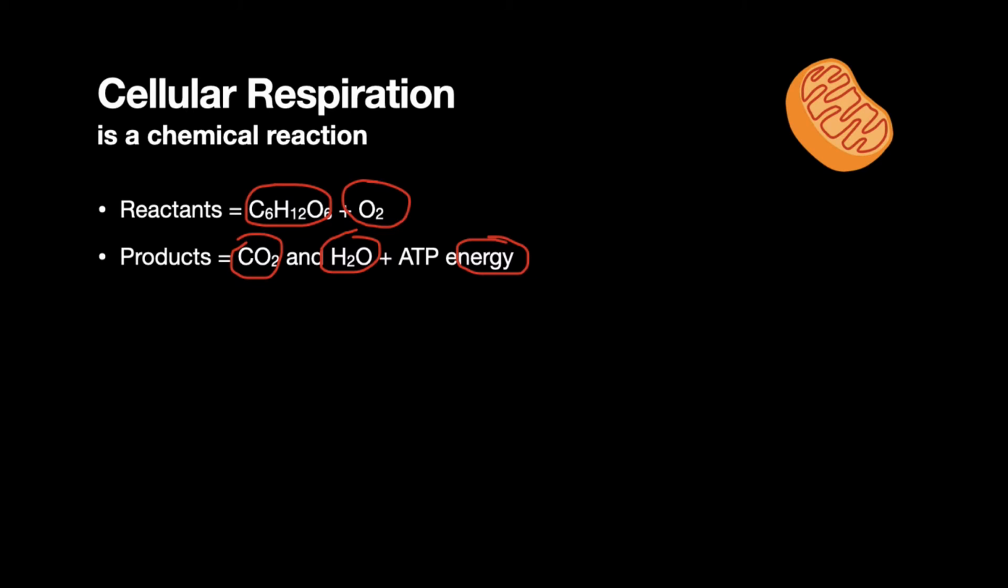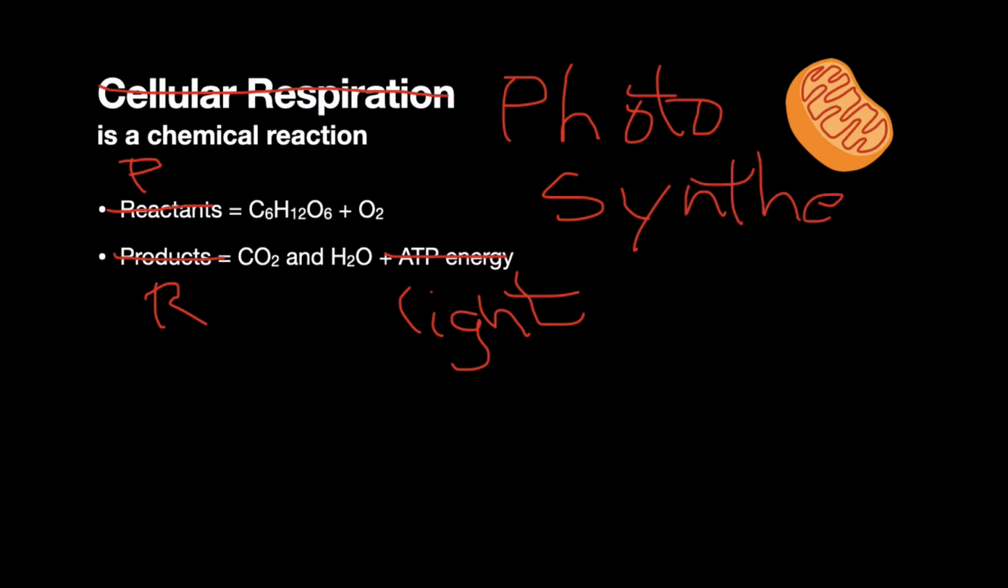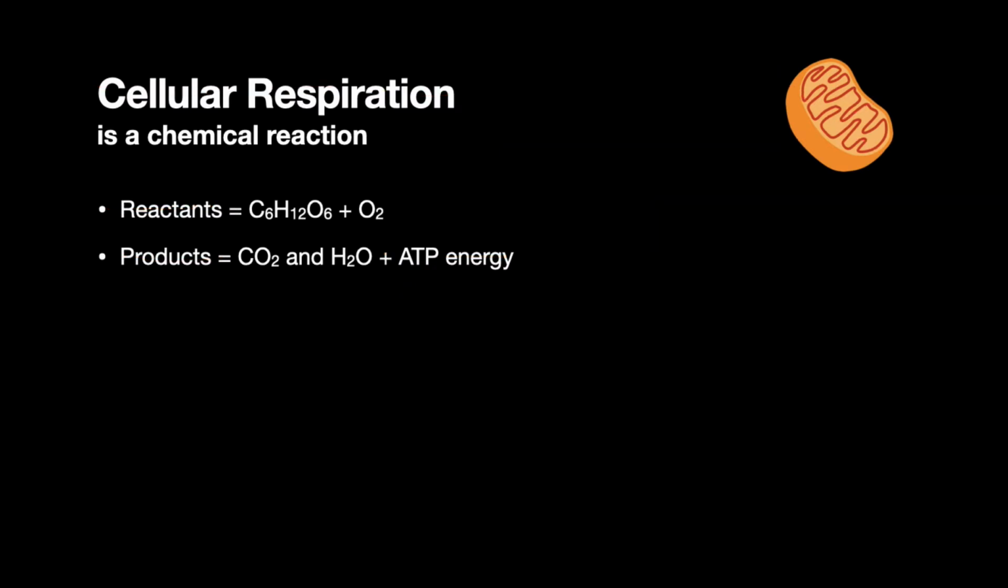If you remember in photosynthesis, we could make this back into photosynthesis by changing reactants into products and products into reactants and changing this ATP energy into light. So if we make those changes, cellular respiration becomes photosynthesis. And we're not talking a mitochondrion here, we are talking about a chloroplast. So there is a strong connection between cellular respiration and photosynthesis. It's really helpful to understand that.